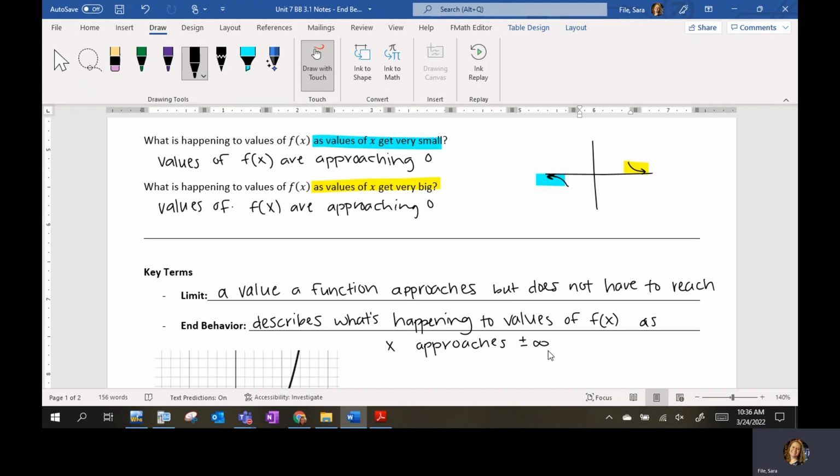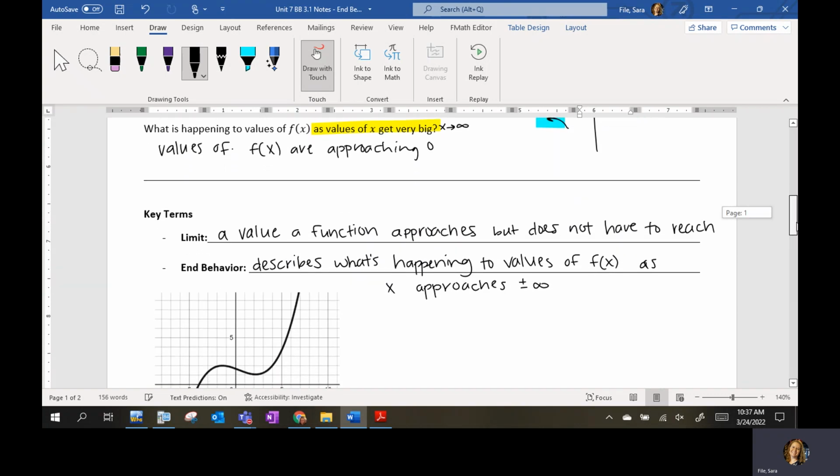We just didn't use the word infinity and negative infinity up here. We said as x gets very small. Well, x gets very small, doesn't that mean x is approaching negative infinity? And x gets very big, doesn't that mean x is approaching positive infinity? Okay, so we were doing this up here, we just weren't using the terminology yet. We were finding the limit. We're finding the end behavior, which gives us the limit. We were looking at the end behavior.